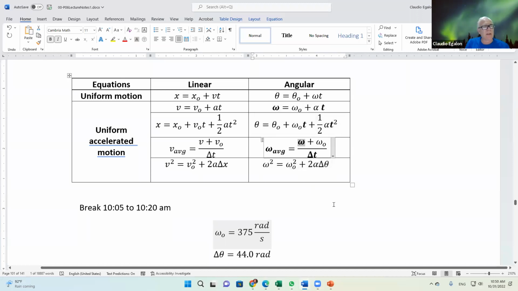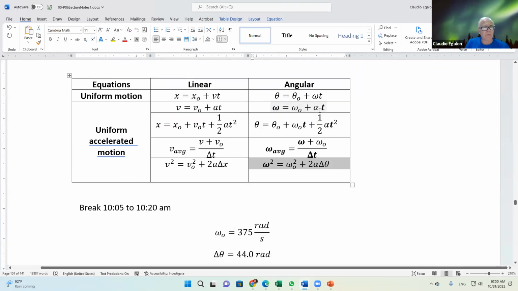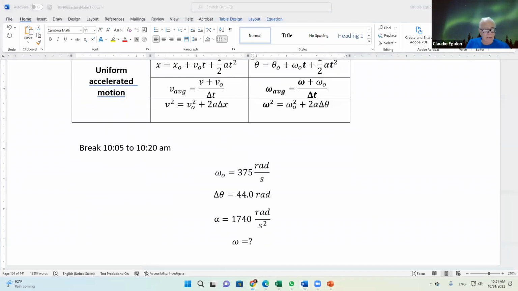Let's see if there's another equation that can help us solve this problem. We have this equation here. We have to know what omega is. We do know what omega naught is. We have the value of delta theta, and it provides us with alpha. Folks, that's the equation that would be easiest for us to use to solve the problem. All we have to do now is a straightforward solution. Instead of using two equations to solve for two unknowns, we just use this last one right in here. That's the technique you have to look for.